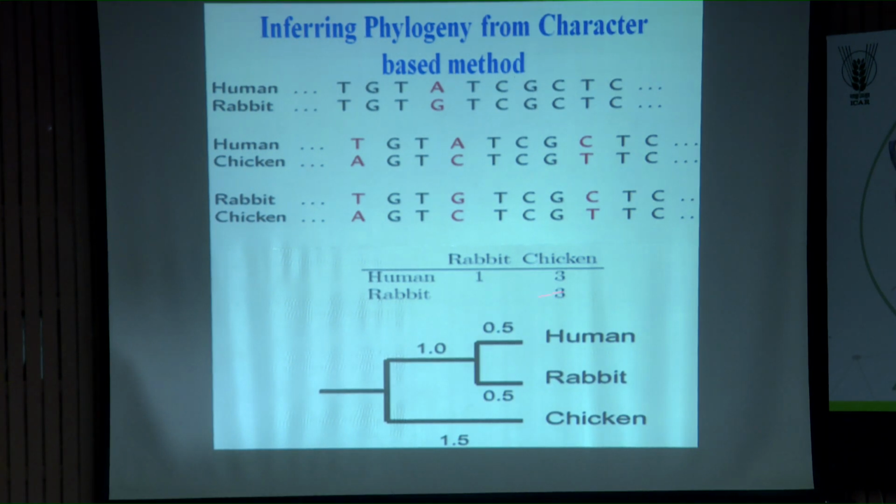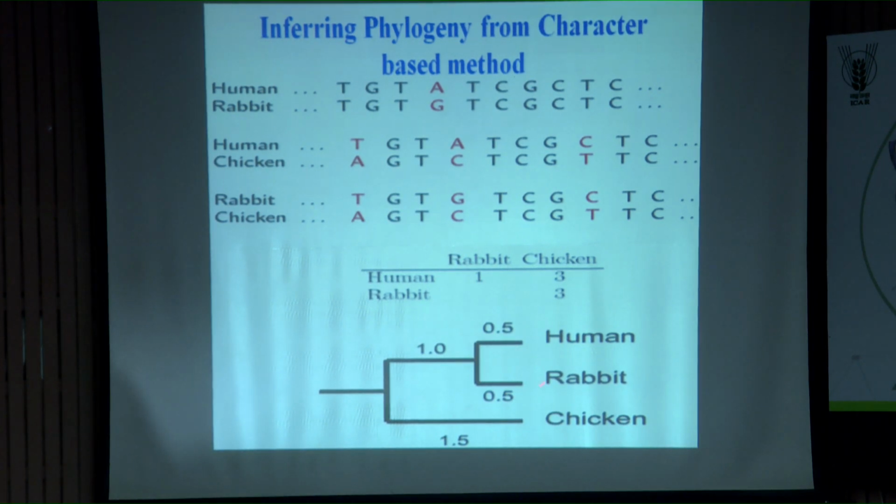So, we can develop a matrix. This is called a matrix. Between human and rabbit 1, human and chicken 3, rabbit and chicken 3. Okay. So, software will generate this kind of matrix, and from this matrix then what happens? The lowest score is 1, that means they are closely related.